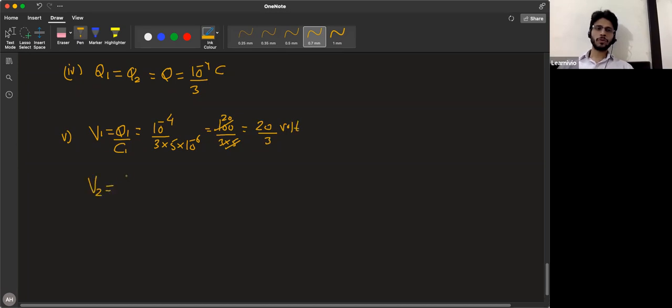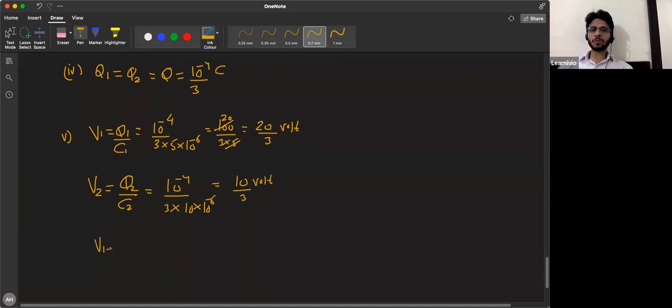For V2, you can do Q2 by C2. Q2 is this 10 raised to the power minus 4 by 3. And C2 is 10 microfarad, 10 into 10 raised to the power minus 6. So this will be 10 by 3 volt.